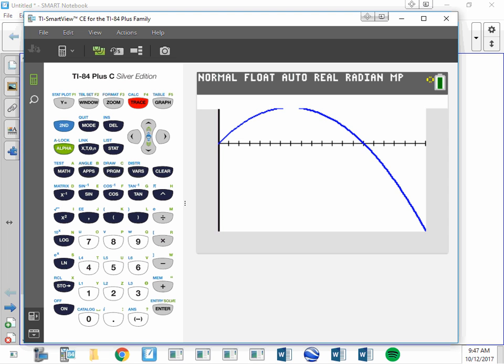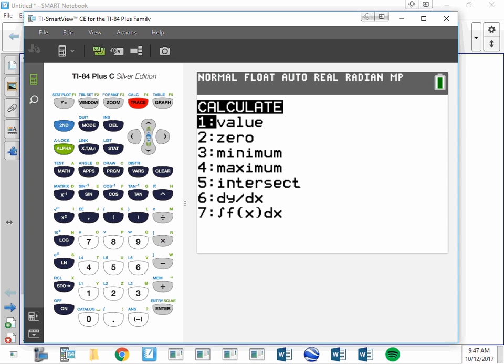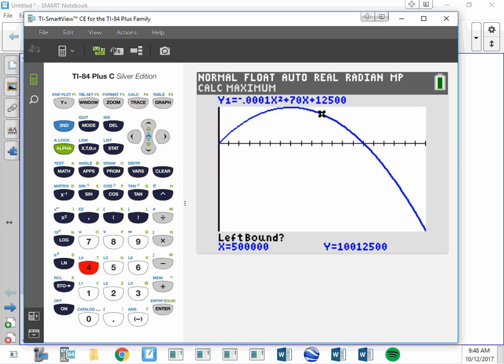If I push second trace, what do I do to find the vertex? In this case, it's maximum. Now, each one of my lines is 50,000. So if I look 5, 10, 15, 20, 25, 30, 35, it looks like about 350,000. Or you can just use your arrows for left bound. My calculator is just way too slow. So for a left bound, I'm going to choose 200,000. Just type in 200,000.